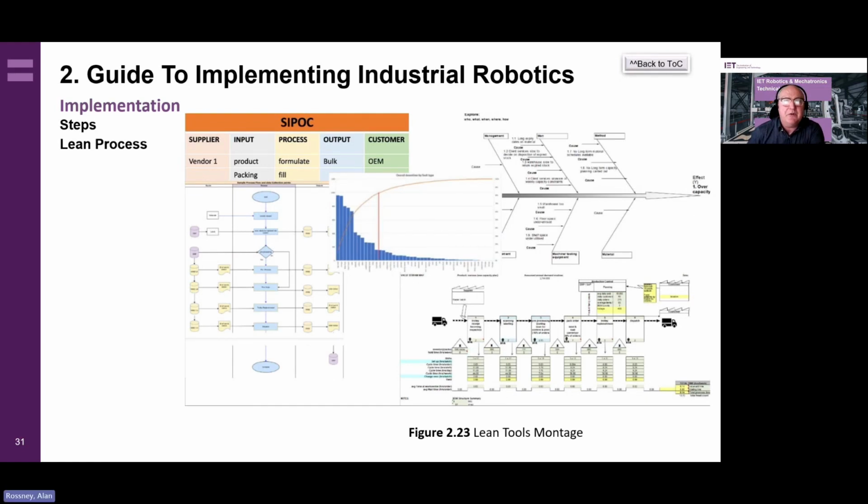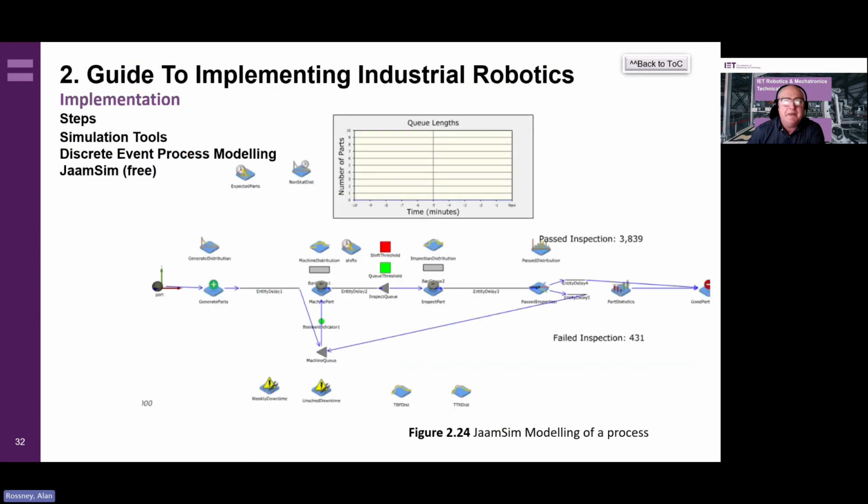Also, I just want to talk a bit more about simulation tools. We said that once we get the selected concept, it can be simulated to test the performance. So some discrete event process modeling tools or simulation tools include things like FlexSim, JamSim, which is free, or Witness from Lanner. And here is a very basic attempt at a JamSim model.